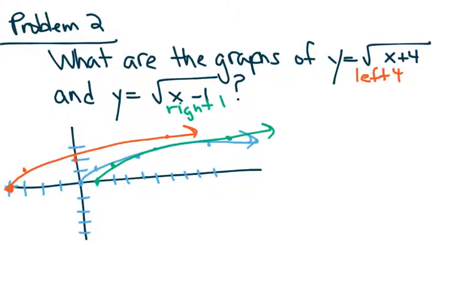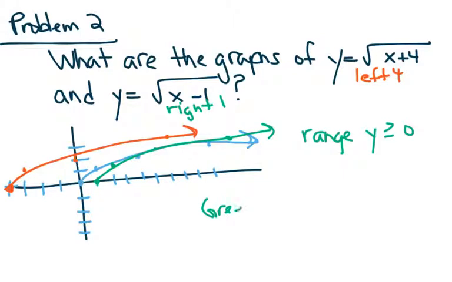And there's the graph that's been shifted to the right one. Now the domains of these are actually a little bit different, but the range of all the graphs are the same. Even though we shifted the graphs left and right, the range of each of the graphs is y is greater than or equal to 0. The domains are different, though.